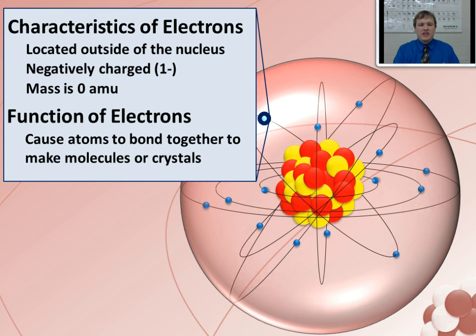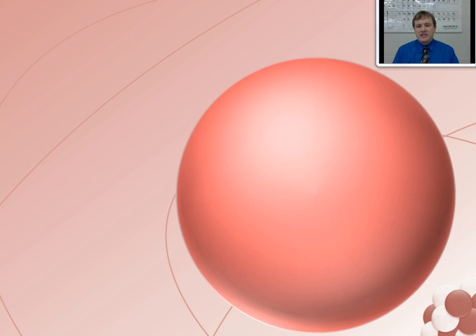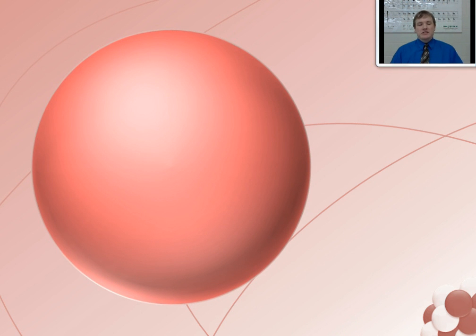All right, those are the characteristics and the functions. There's one other thing that you need to understand about electrons, and it's what happens when an atom gains or loses electrons. Now remember, when atoms gain or lose protons, they change to different atoms, but that rarely ever happens, only in a nuclear reaction. When atoms gain or lose neutrons, they make isotopes of themselves, but again, that rarely ever happens. That's a nuclear reaction.